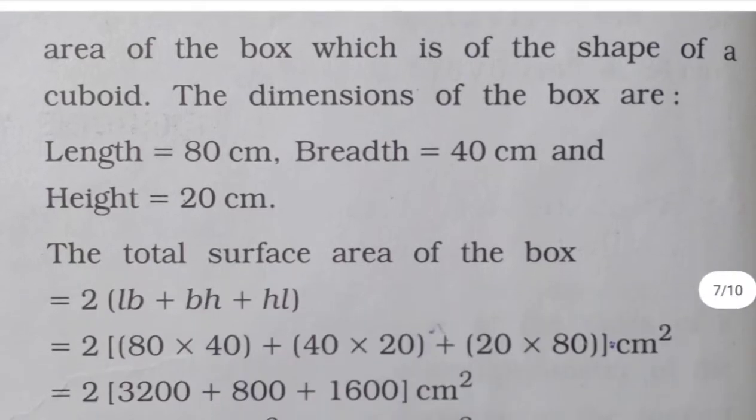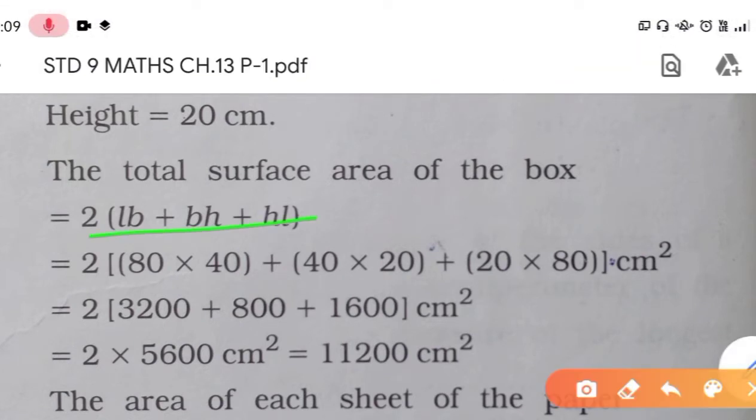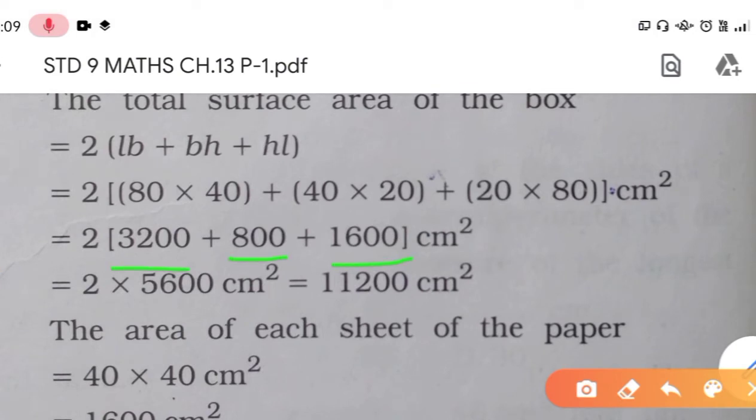Now the dimensions of the box are 80, 40 and 20 centimeter. Therefore, we have to find the total surface area of this box. Now we have the formula for the total surface area of a cuboid: 2 into (LB plus BH plus HL). So 2 into (80 into 40 plus 40 into 20 plus 20 into 80). So 3200 plus 800 and 1600.